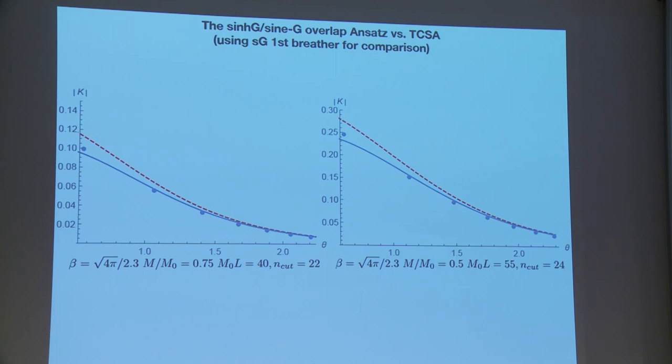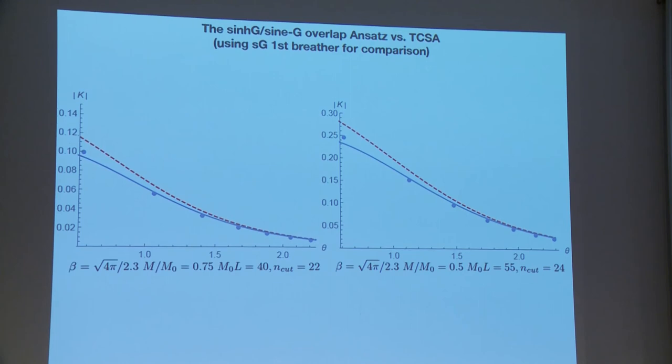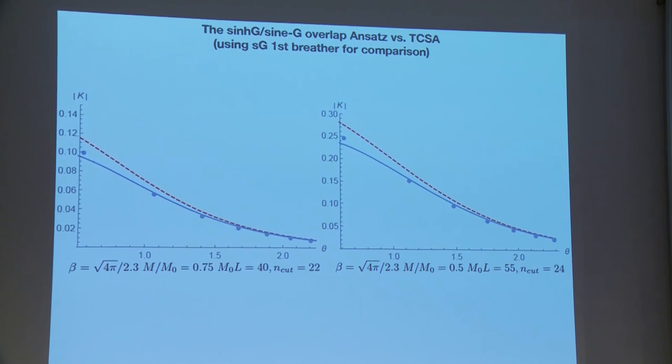I just want to say that this can be measured inside the approximation itself. So you can validate this approximation from inside. You don't need to know anything from outside about the overlaps.